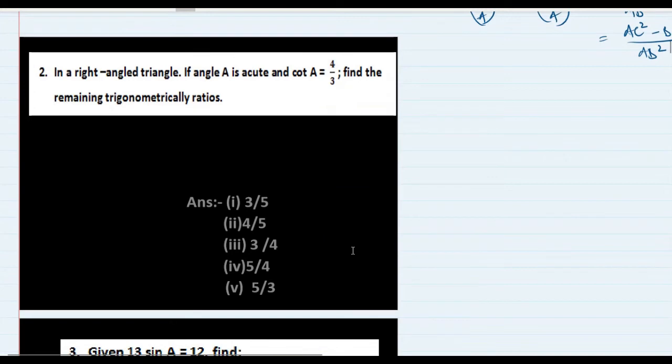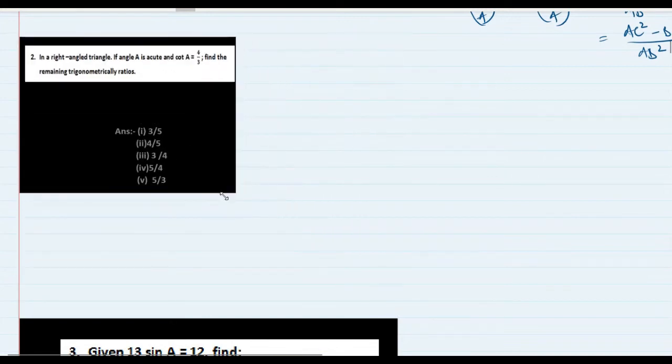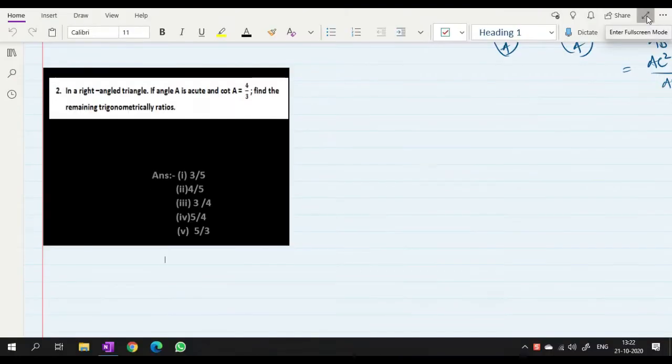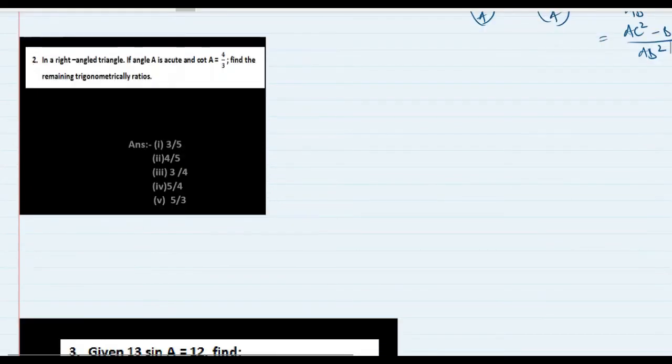All right, okay, so next, we don't have a figure, we have just a question. Question number 2. In a right angle triangle, if angle A is acute and cot of angle A is 4 by 3, find the remaining trigonometrical ratios, and I should complete this statement by writing of angle A, or with respect to angle A. So you have been given cot A, you have to find sin A, cos A, tan A, sec A and cosec A. Let's see how to find it.